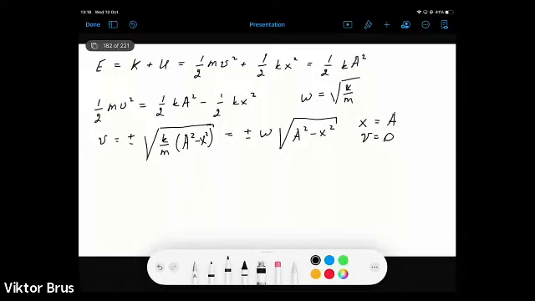So if we put x equal to 0, then we reach the maximum velocity, v equals omega times a. And in this case, all mechanical energy will be defined by the kinetic energy of this harmonic oscillator. So with this, we can move further and consider the simple pendulum.